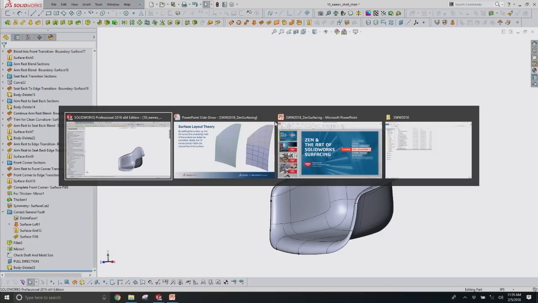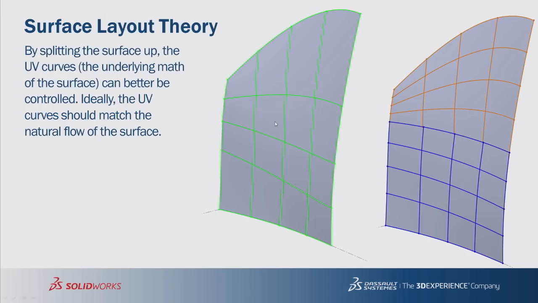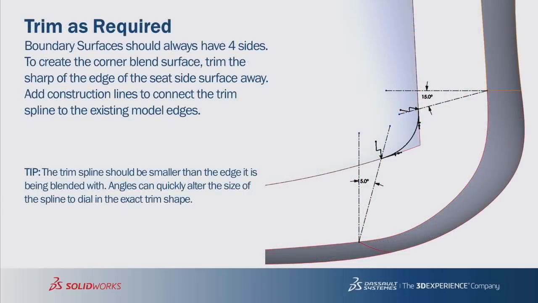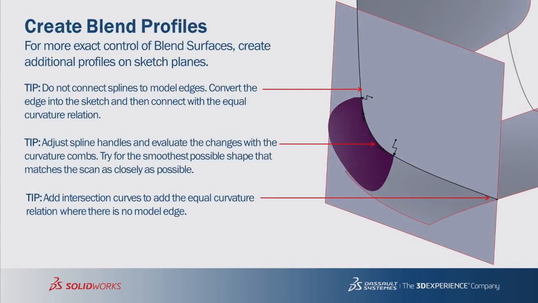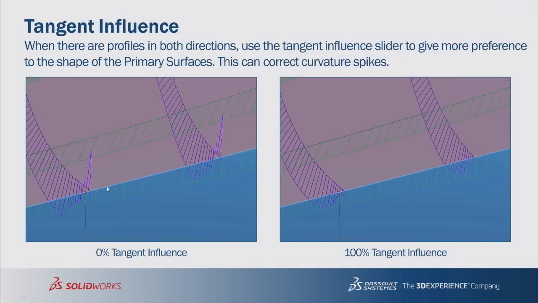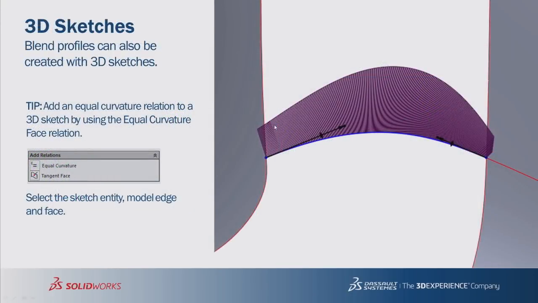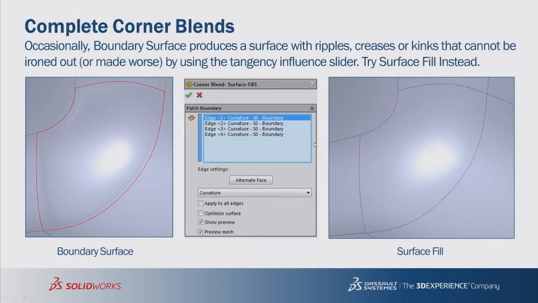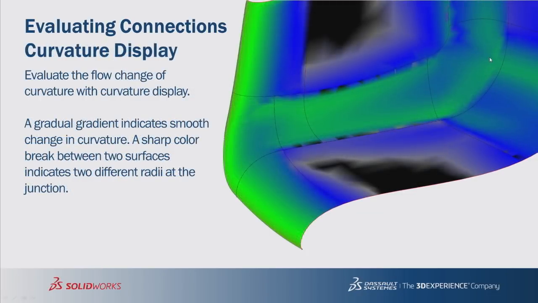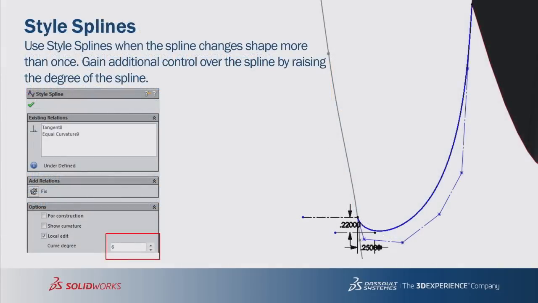So jumping back into SOLIDWORKS real quick to recap. We're blending or connecting our primary surfaces together with the blends, boundary surface, trim as required to get four-sided surfaces, create blend profiles to build our boundary surfaces between. Once again, a situation where we had to increase the tangent influence. 3D sketch, they're your friend with the tangent to face or curvature to face option. If you do get a bad boundary surface, use the surface fill instead. Use those zebra stripes to evaluate your connections. Curvature display as well. Keep building surfaces.